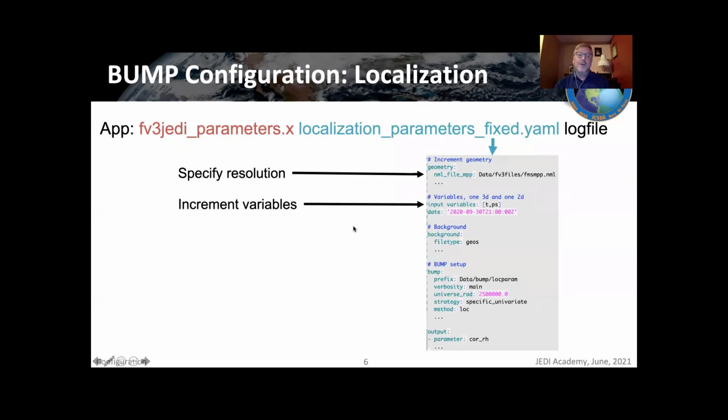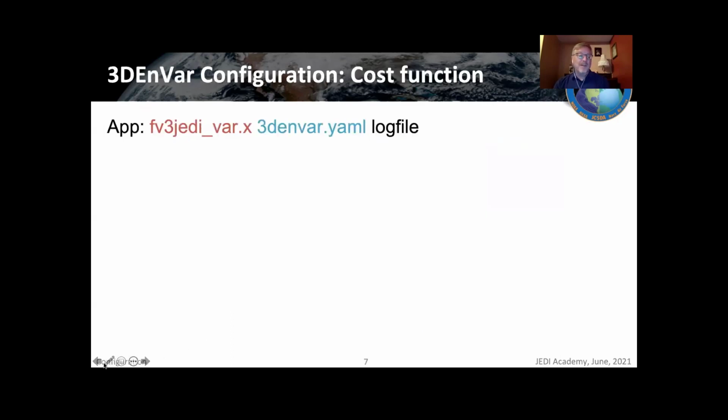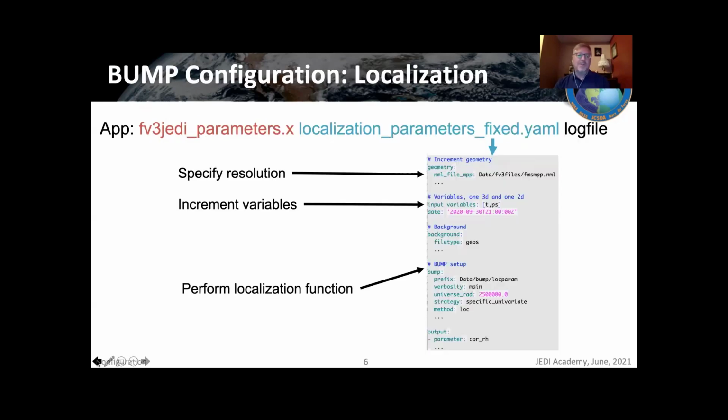And then you are specifying the increment variables. This is a temperature and surface pressure in this case. And then you tell it to perform the localization function. So there's a section with BUMP and you give these parameters to it to drive that. And then you run the application. So this section here is controlling how BUMP works and creates the B matrix. So that's the first step in the process.